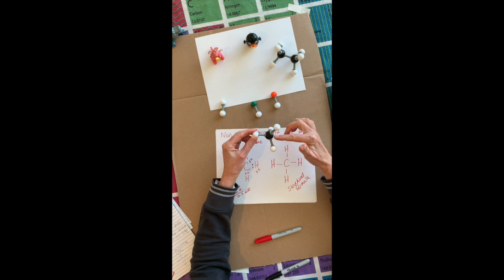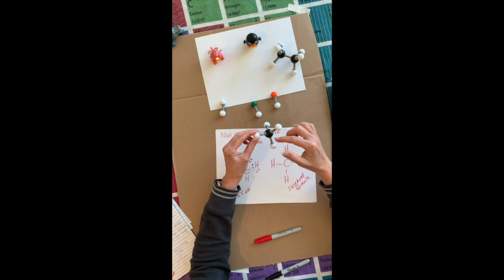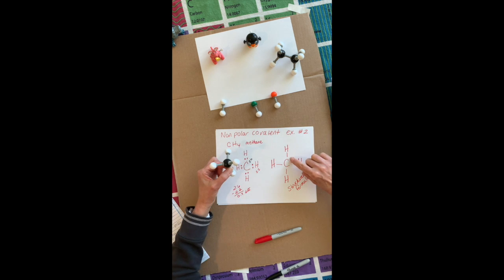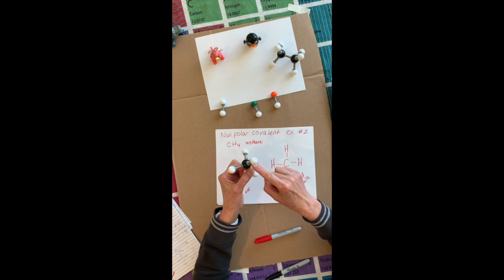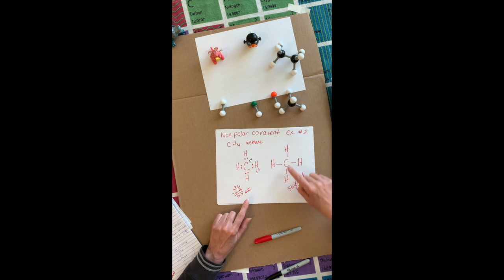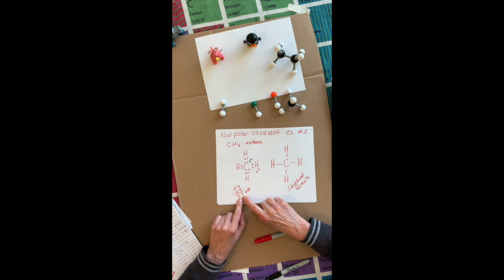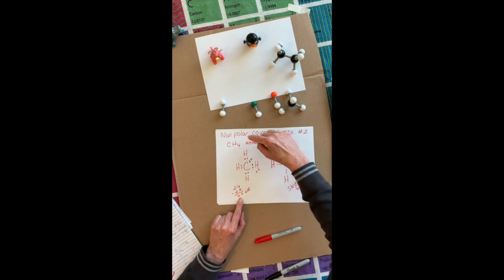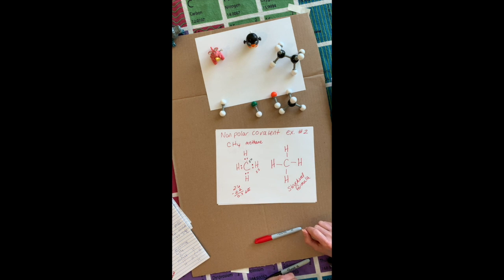So you have carbon, and these plastic sticks represent the 2 electrons being shared between the carbon and hydrogen atoms. These electrons are being shared evenly because there's only a 0.4 difference. So it's considered even sharing. And when you have an even sharing of electrons, you have a nonpolar covalent bond.